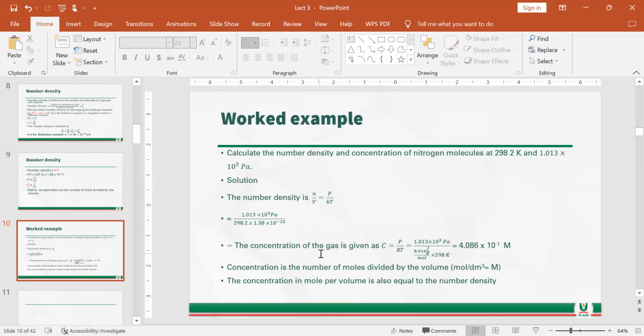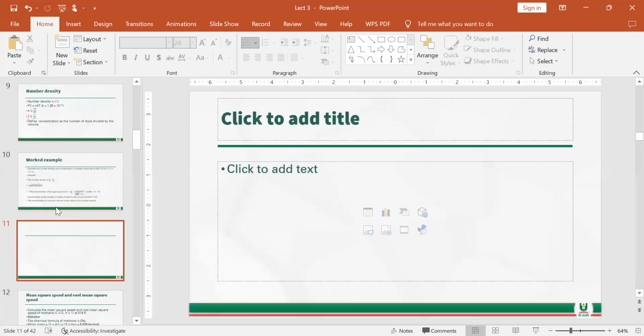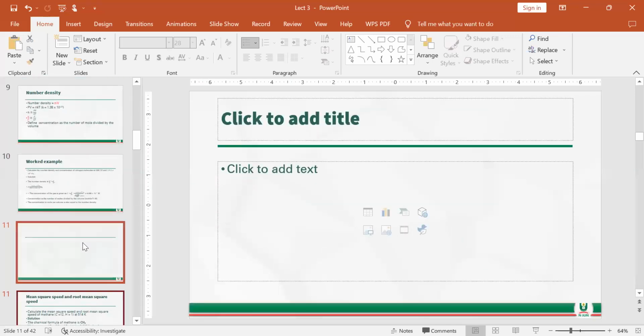You are able to calculate the number density. And now, again, I say that the number density is the concentration. The value here is also equal to the concentration. So that's what I have done so far.